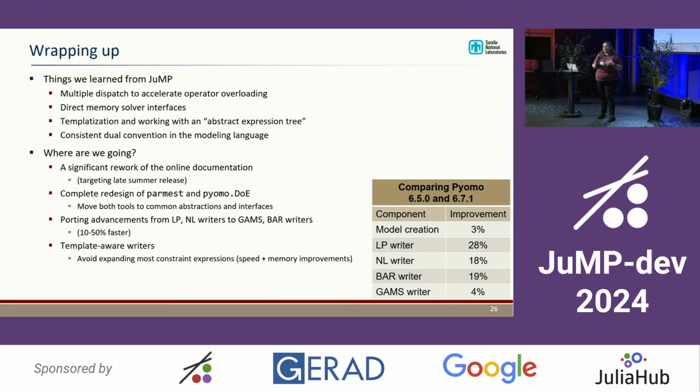Over the years, we've learned quite a few things from JuMP. I would say multiple dispatch is one of the big things. We've also learned to focus and think more about direct memory solver interfaces and the benefits that those can have. We have some interesting ideas around templatization and abstract expression trees that have come from JuMP and been cross-pollinated with some of the things we've been thinking about.